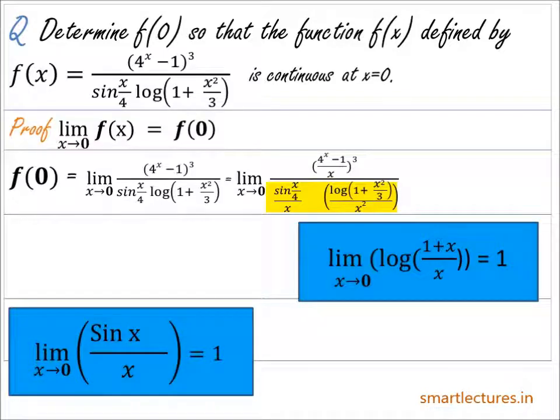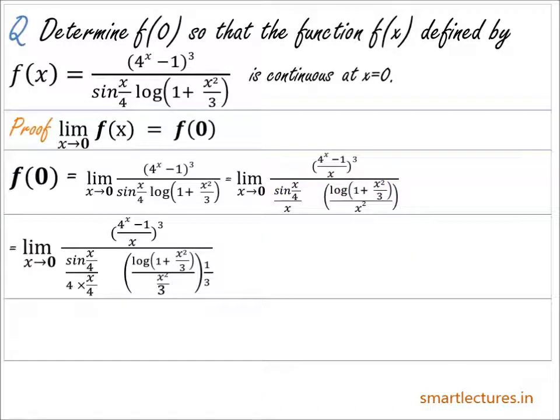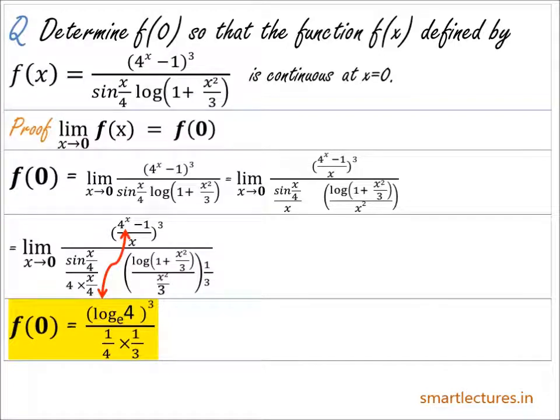So for that, in order to write the denominator in the form of x to the power 4, we write x as 4 into x upon 4, and for the log of (1 plus x square upon 3) divided by x square, we can also write x square upon 3 into 3. So limit x approaches 0 of (4 to the power x minus 1) upon x can also be written as log of 4 to the base e.